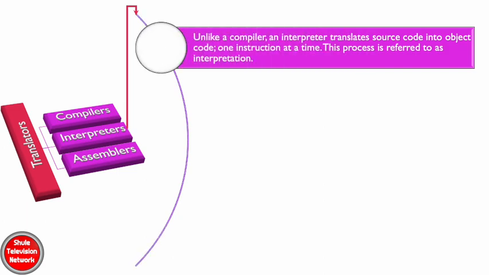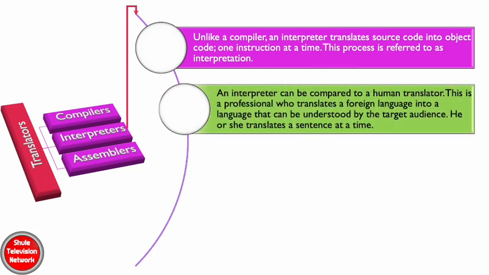Unlike a compiler, an interpreter translates source code into object code, one instruction at a time. This process is referred to as interpretation. An interpreter can be compared to a human translator. This is a professional who translates a foreign language into a language that can be understood by the target audience. He or she translates a sentence at a time.